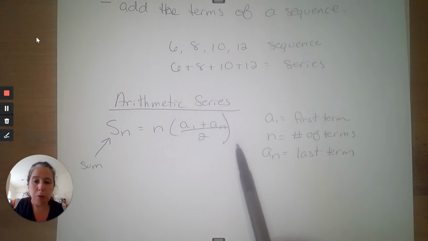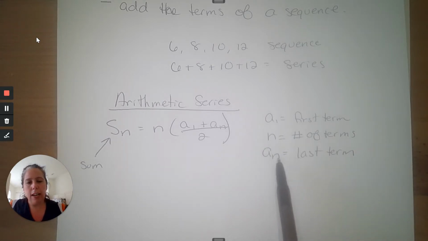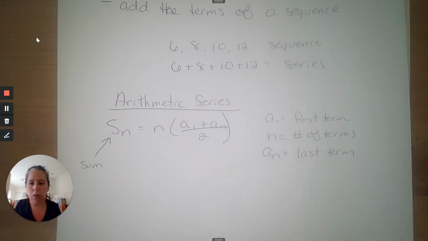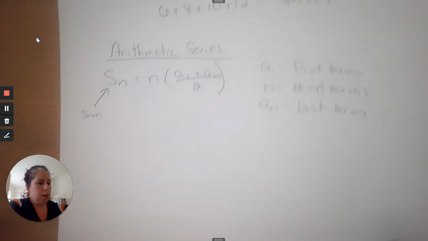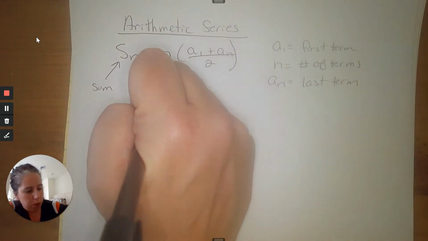So if I ask you to find the sum of the first 20 terms, n would be 20, and then an would be a20, so the 20th term. Okay, so keep that in mind. You're going to need those. All right, so here is what we are going to do. I'm going to show you how it works.